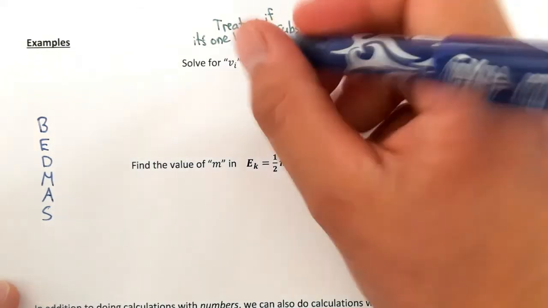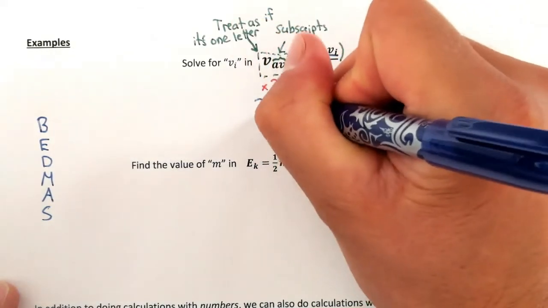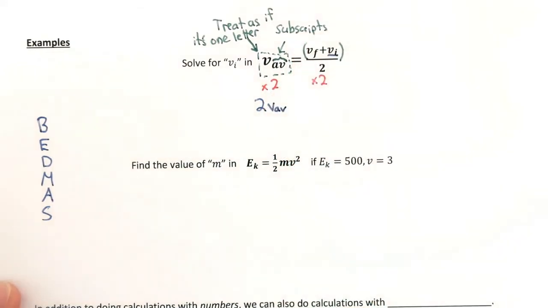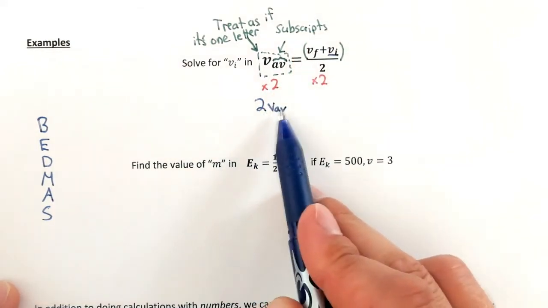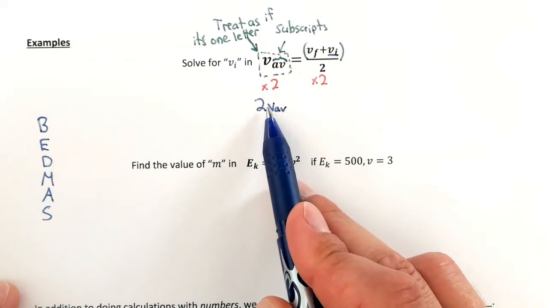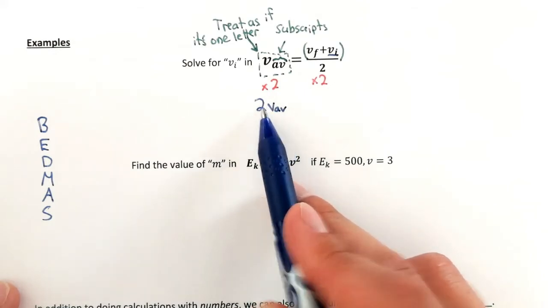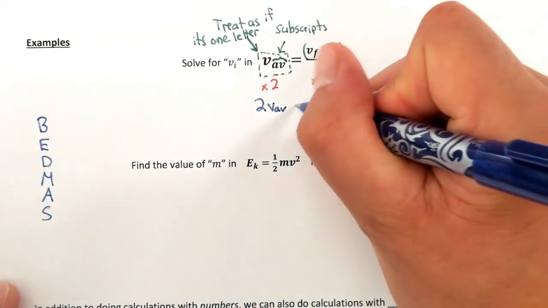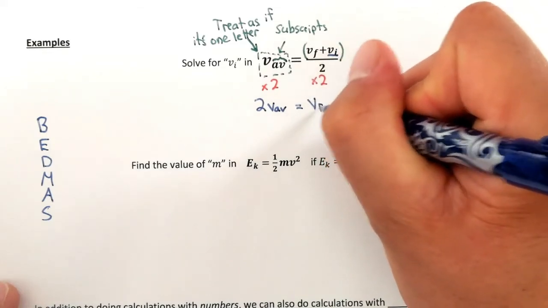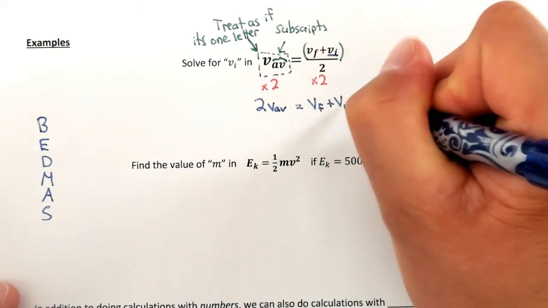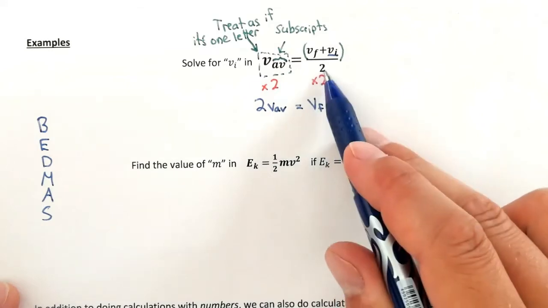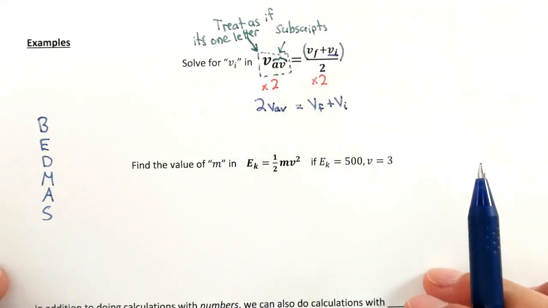This gives me 2 times VAV. Remember, if I just have two things written beside each other, it means they're being multiplied, even if I don't have that x in the middle. Equals VF plus VI. This times 2 and this divided by 2 get rid of each other.